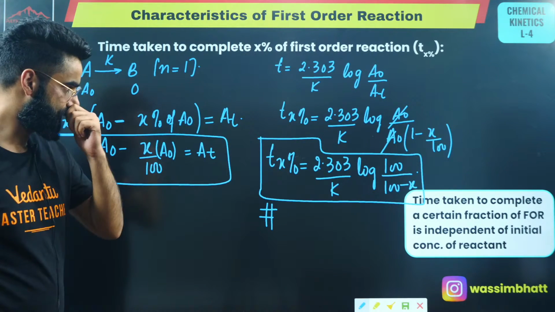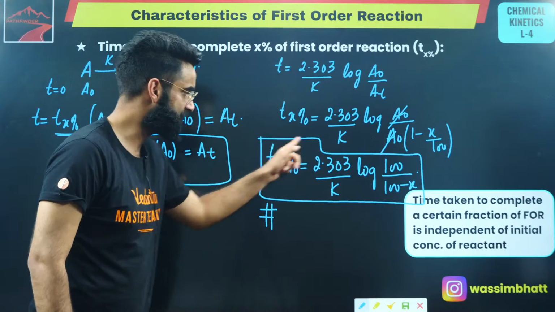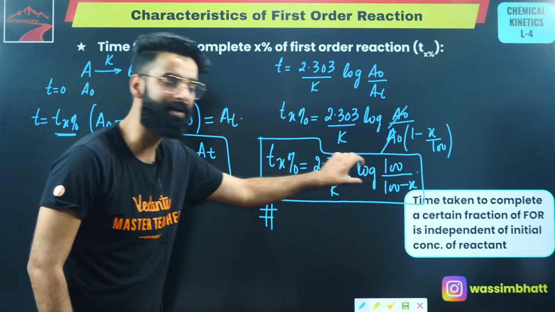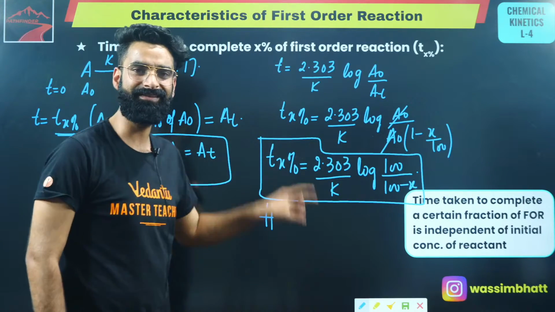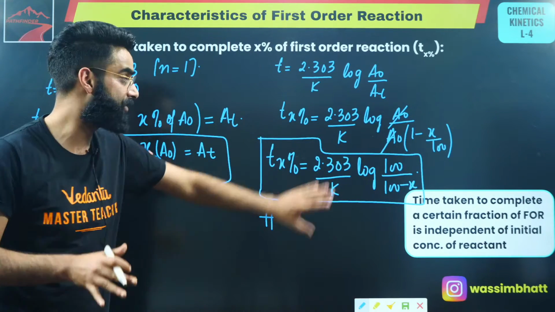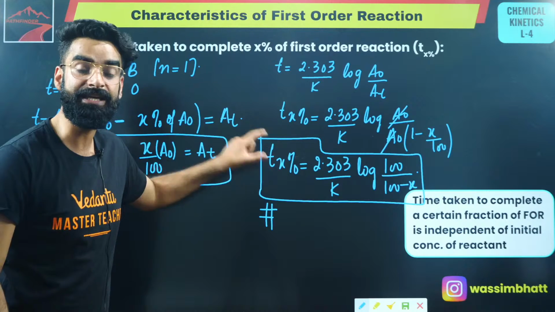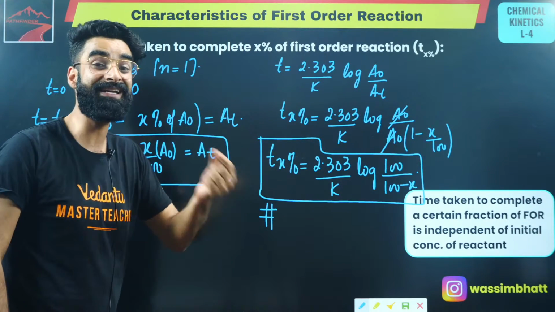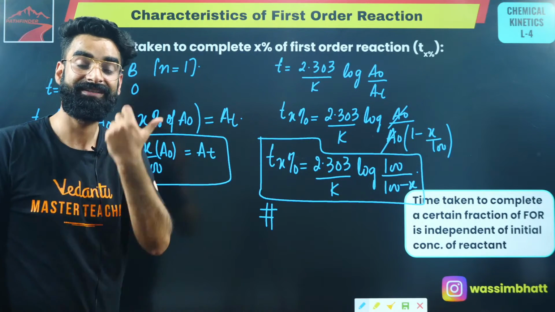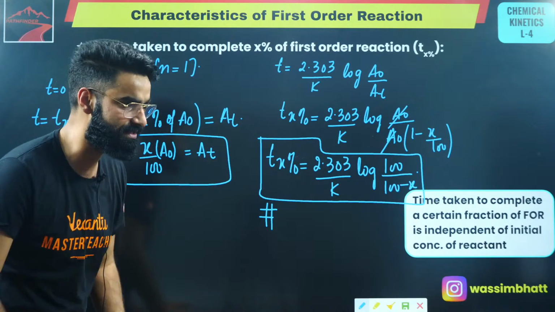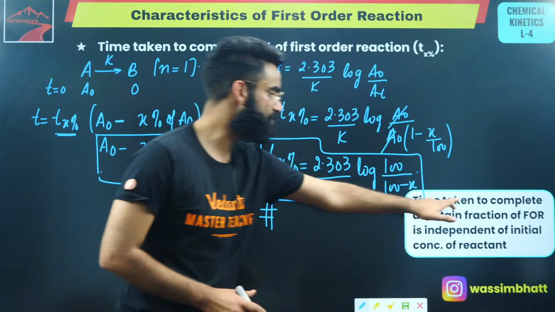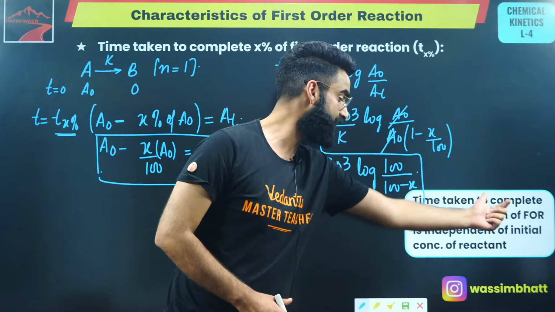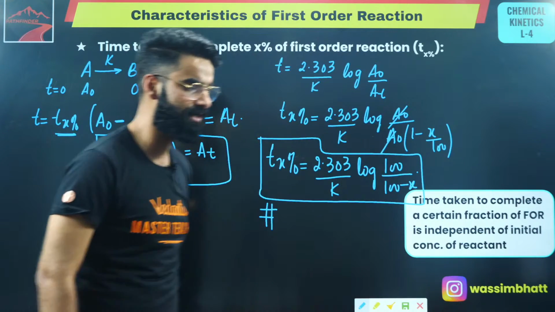In this expression, are you seeing anywhere the term A naught? There is no term A naught included as such. Can I say that the time taken to complete a certain fraction, or a certain percentage, of a first order reaction is independent of the initial concentration of reactants?